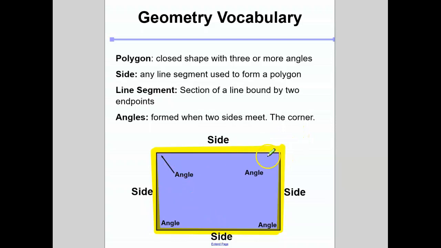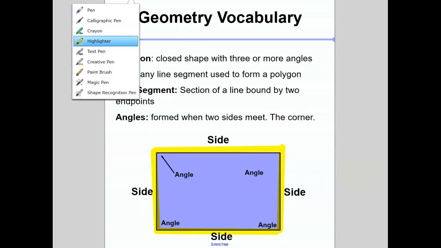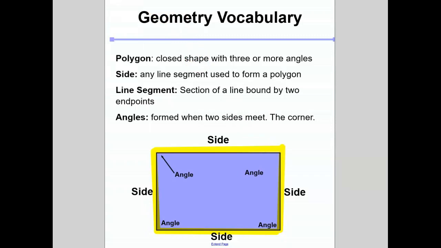Next one is an angle. An angle forms where the 2 sides meet, where 2 endpoints come together. I like to remember angle as the corner. So you'll notice on the shape, there are 4 places where the 2 sides come together, where the 2 endpoints come together. So here's one angle because you notice right here is where the 2 side lengths come together.